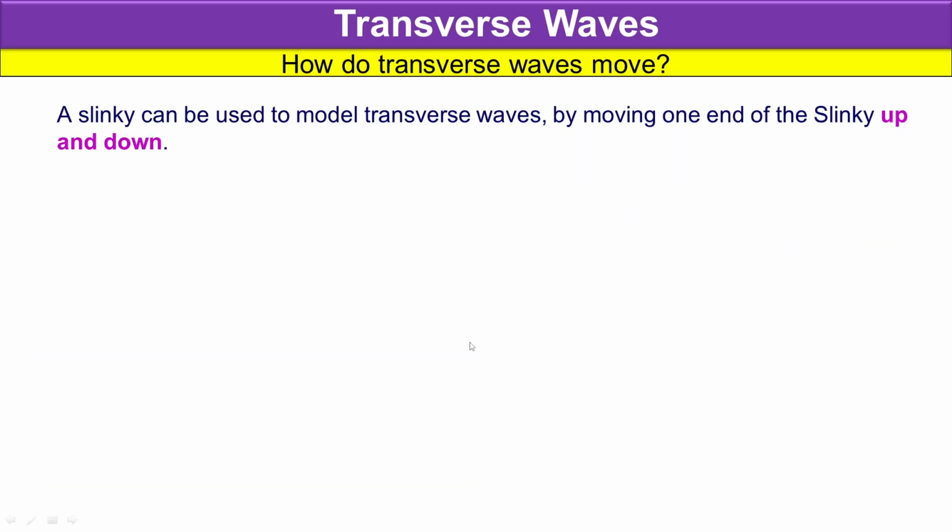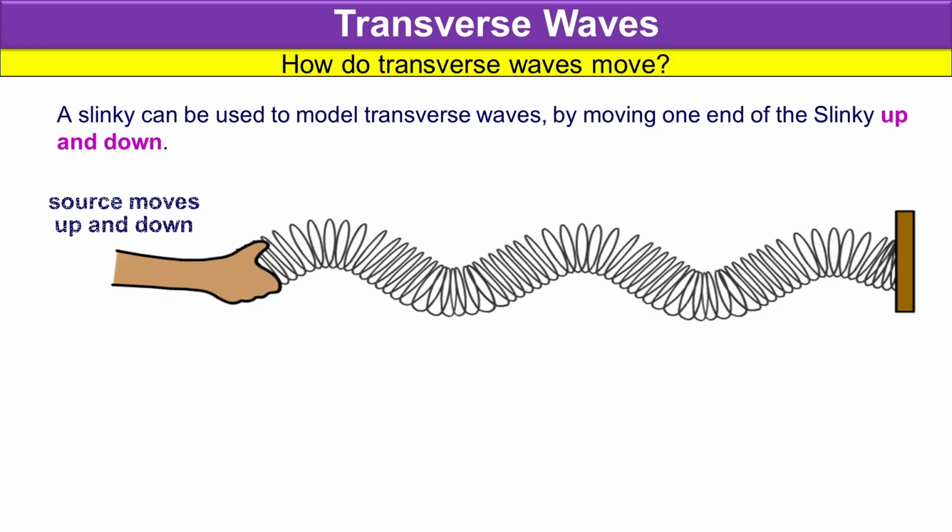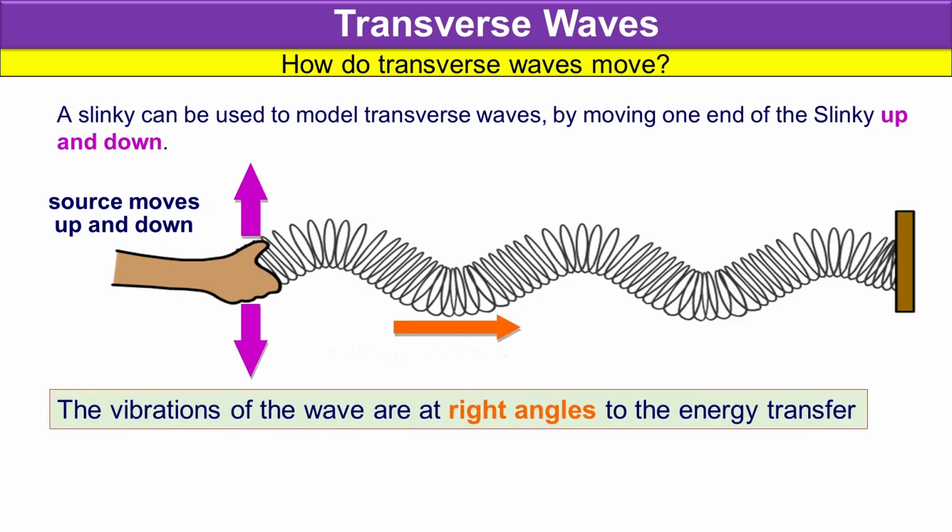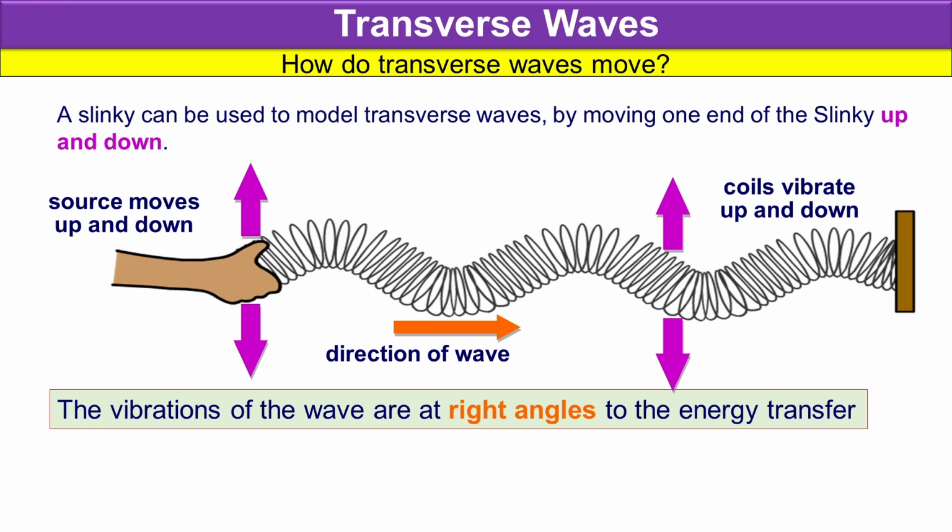Another example is using a slinky. If we take a look at the source moving up and down, the slinky is going to be oscillating, which means moving up and down about a fixed position, while the direction of the energy wave is to the right. This means that the oscillation and the direction of the wave are at right angles to each other.